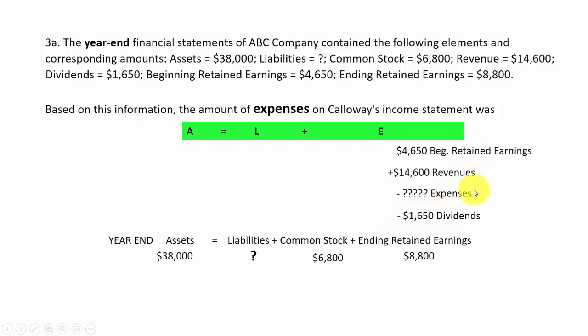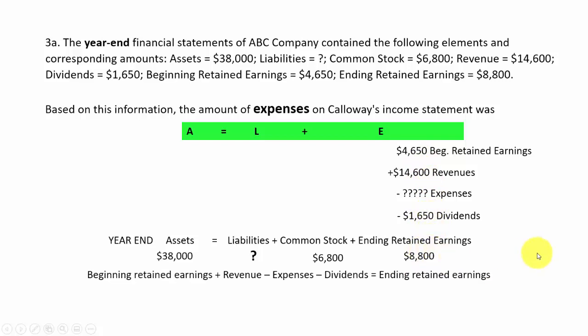That reduces retained earnings, and I also know that the ending retained earnings, after including all of these things, ended up being $8,800, which, like I said earlier, was an increase. So all I've got to do is say 4650 plus 14.6 minus something minus 1650 equals $8,800, and I'll do that horizontally. Might be easier to see. Beginning retained earnings 1450 plus revenue of 14.6 minus expenses of we don't know minus dividends of 1650 equals $8,800.